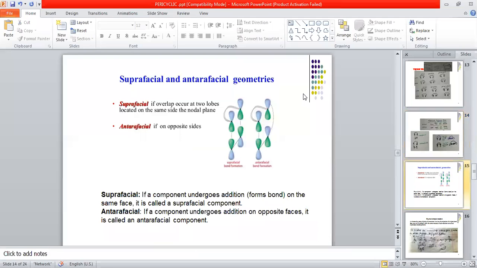Now come to the next slide. Here this one remains the same. Here you can see the green side, it means both are suprafacial, and where one is green and one is blue, it means this one is intrafacial.